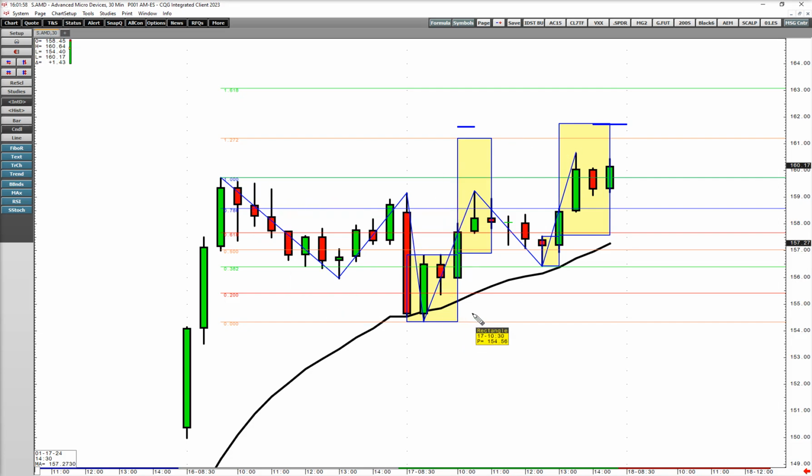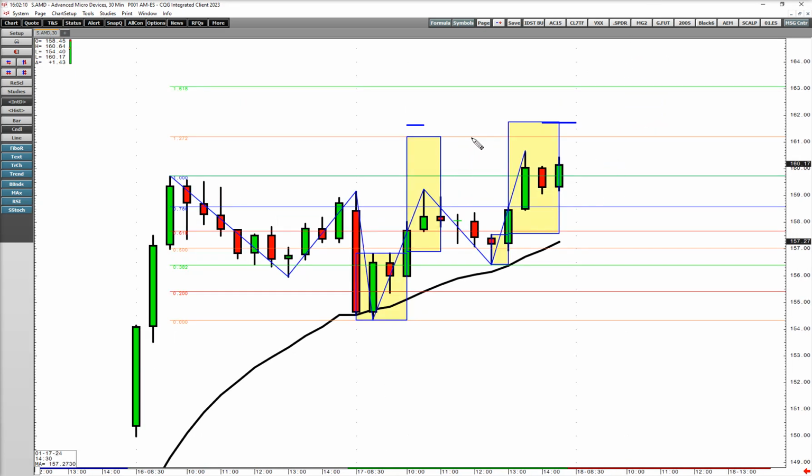And for me, on an ABC, the 1.272 is my conservative expectation of where it should go. A lot of times you go to the 1.618, a lot of times you go further, but I want to make sure that the risk bar is sized for my conservative expectation.